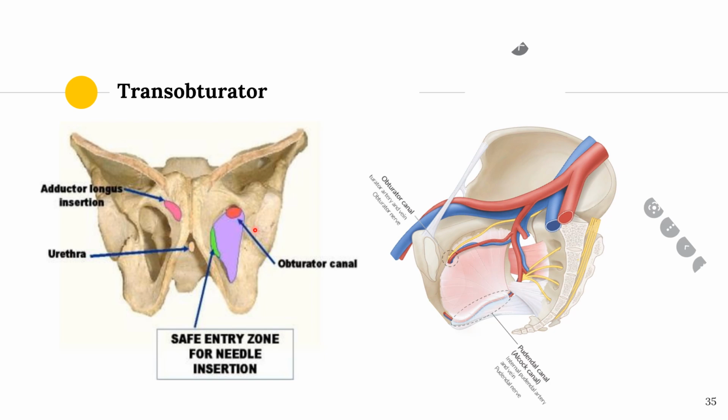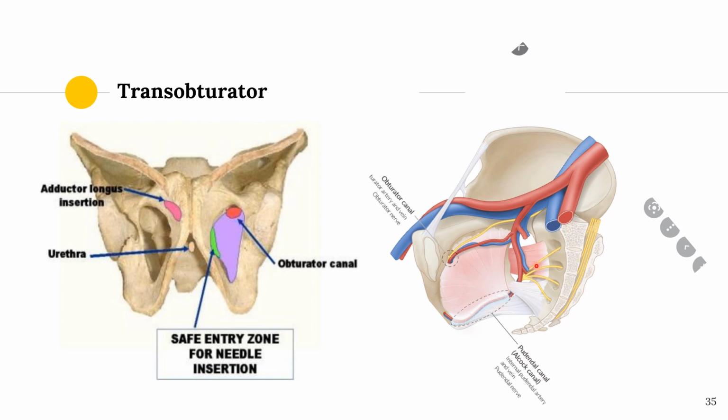The obturator canal from inside the pelvis that carries the obturator neurovascular bundle will pass through the foramen and exit from the pelvis. This obturator canal containing the obturator vessels and nerve is very lateral and superior to the ischiopubic ramus. It's about 3 to 4 centimeter from the ischiopubic ramus.